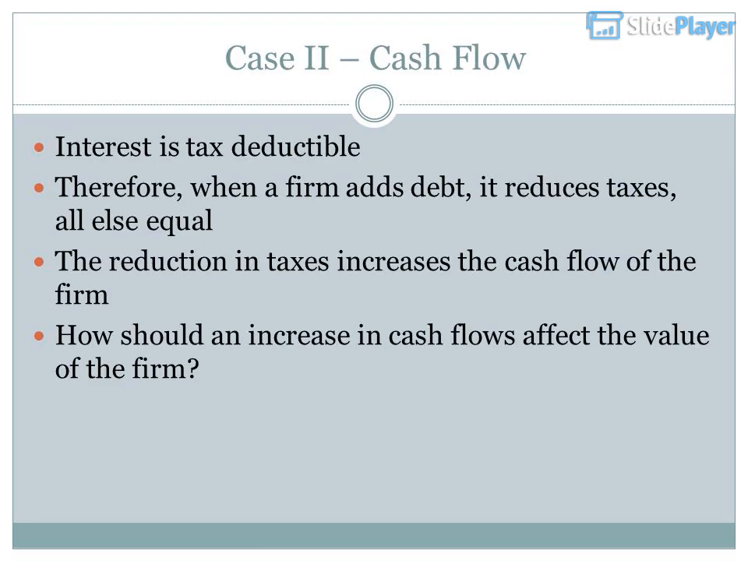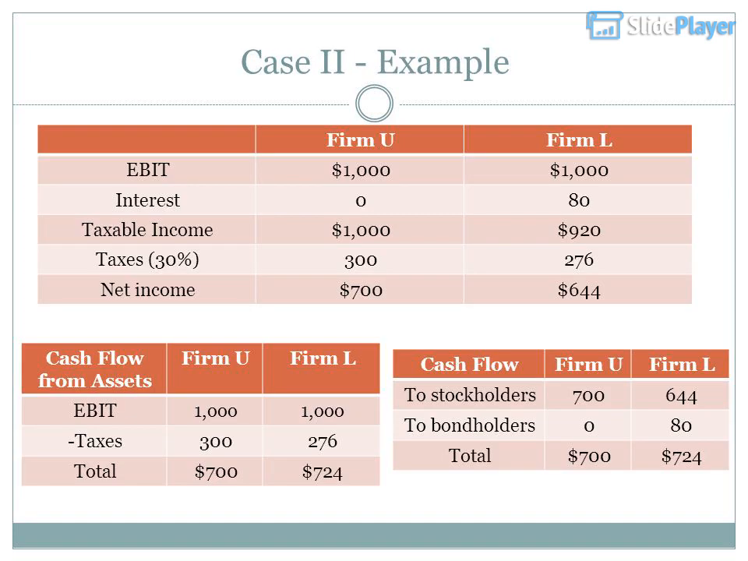Case 2. Cash flow: interest is tax deductible. Therefore, when a firm adds debt, it reduces taxes, all else equal. The reduction in taxes increases the cash flow of the firm. How should an increase in cash flows affect the value of the firm?